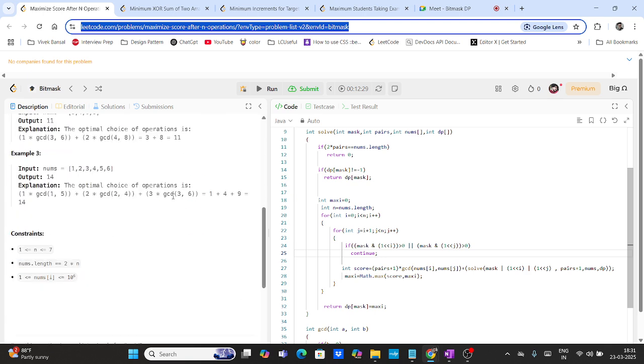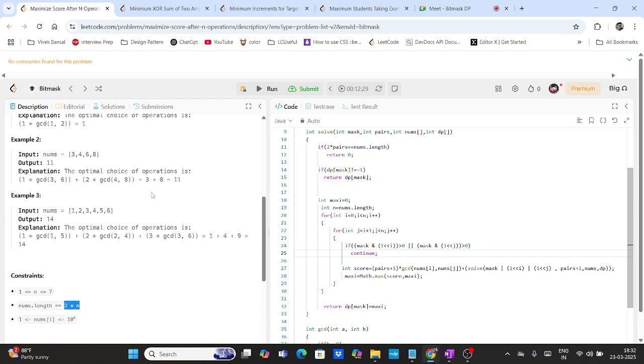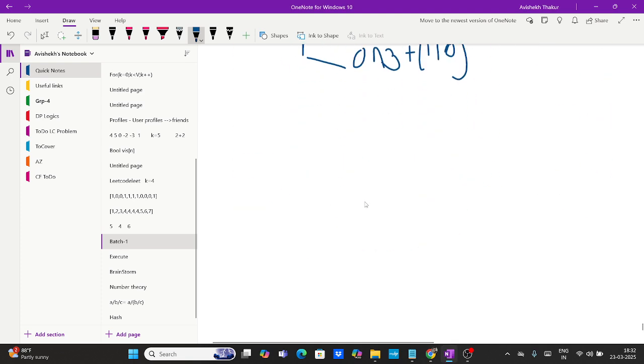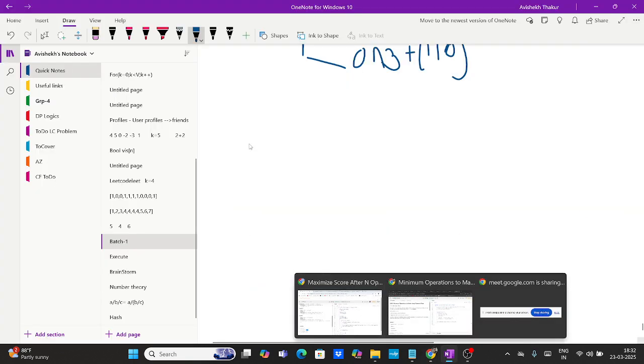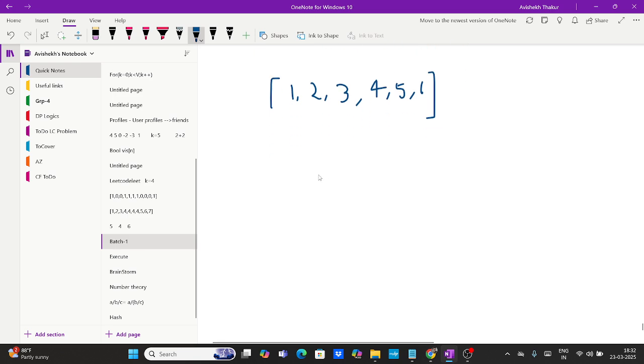Okay. So again, let's see the constraints. Again it's 7, and 2 into 7 is 14, so there are only 14 elements. As soon as you see the constraints, the first thing that should click in your mind is bitmask, right? So what we can do, again the same thing. Let's take this. They said that you can take any two elements. So how many elements are there? 6 elements, so there are 6 bits.